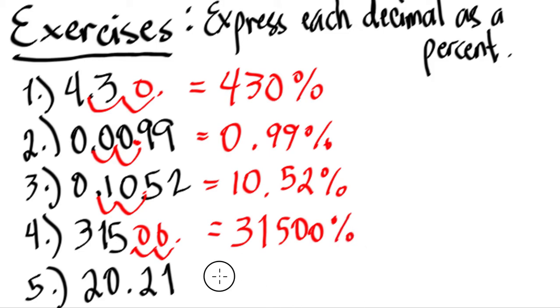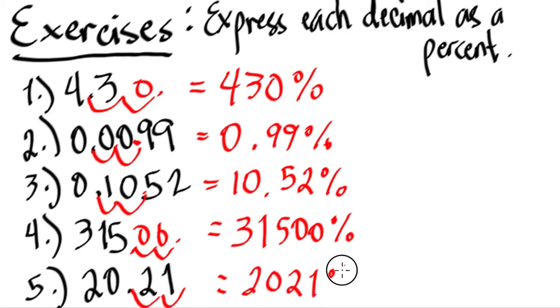Okay. For number 5, let's move the decimal point from here going to the right. So we have 1, 2. So 20.21 in percent is 2021%, which is actually greeting you all for a happy new year. Okay, so 2021 is around the corner. It's 2021 soon. So advance happy new year to all of you there.